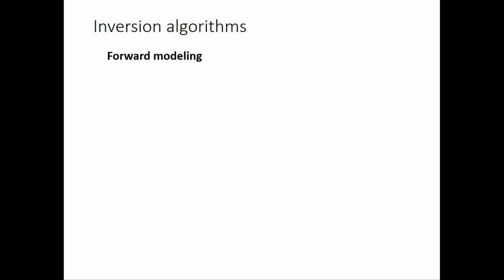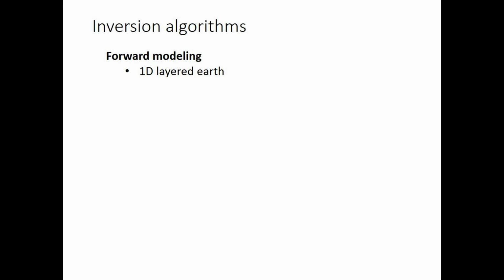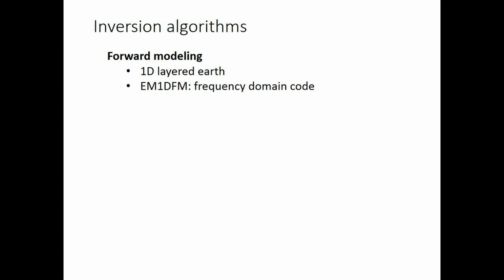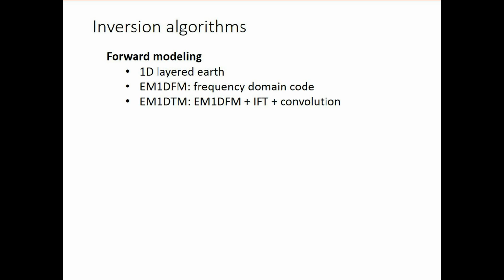For the modeling, as I said, this is a 1D environment, so we do 1D layered Earth modeling. We may eventually do 3D, but for the first pass, we do 1D. The inversion code is EM1DFM, the UBC-GIF frequency domain code. For the time domain data, we use EM1DTM, which is essentially EM1DFM plus inverse Fourier transform and convolution with the waveform. Many of you here may have used this code.